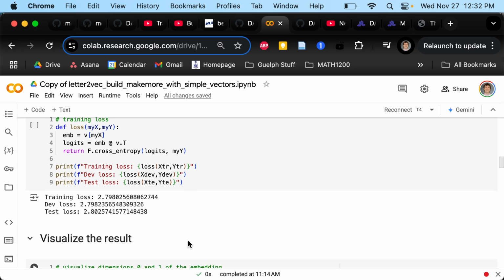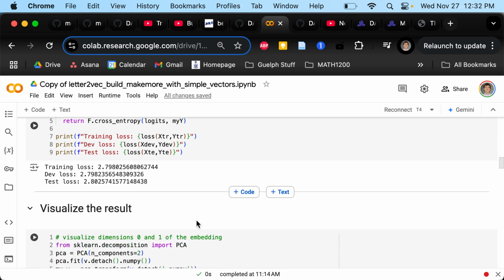And here it is testing the loss on the training set, the test set, and the dev set. And you can see it's always around 2.8. Okay, very good. Now is the fun part. We get to visualize the results.